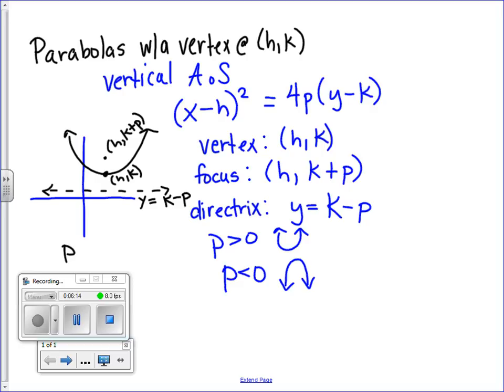And is p greater than 0 or less than 0 on this one? It's greater than 0. How do you know? It's opening up, right?